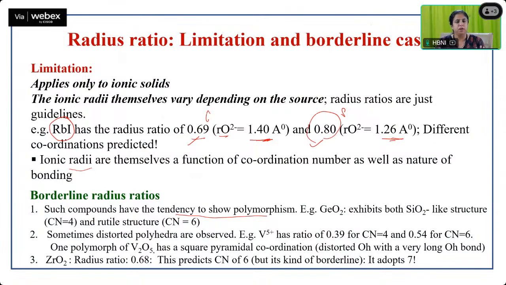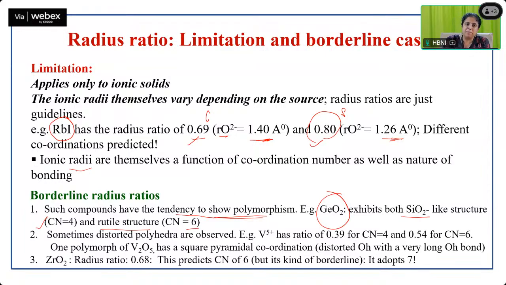The molecular formula has not changed. So the monoclinic, tetragonal, and cubic are called the polymorphs of ZrO2, and ZrO2 is said to exhibit polymorphism. When you have a cation and anion whose radius ratio is borderline, they have the tendency to show polymorphism. For example, germanium oxide has a silica-like structure where the coordination number is 4, with each silicon surrounded by 4 oxygen. It also exhibits the rutile structure, where titanium occupies the octahedral site with coordination number 6.